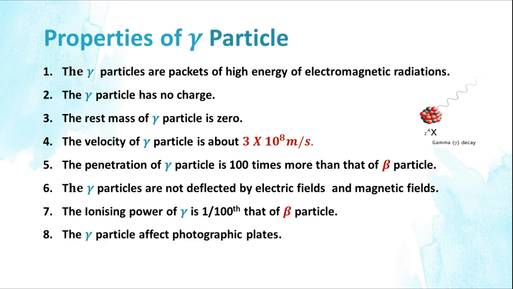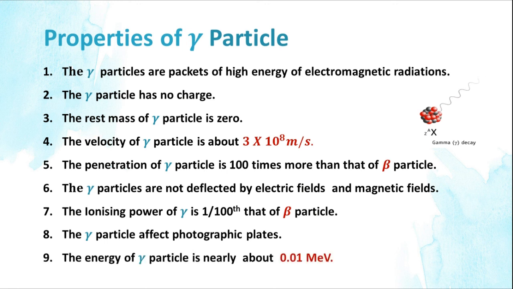The next property is that the gamma particle affects photographic plates. This property is the same for all three particles, alpha, beta and gamma. We can see the same property here.